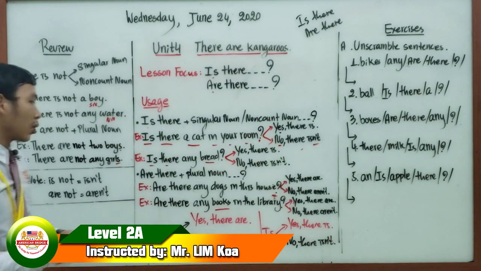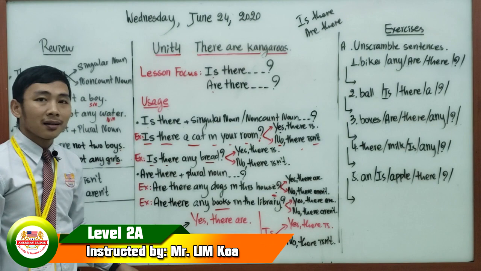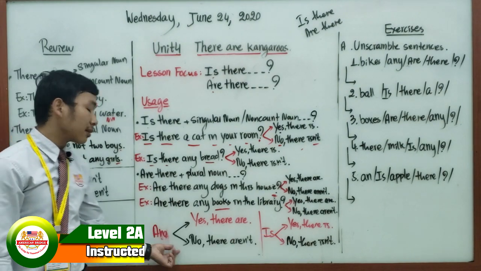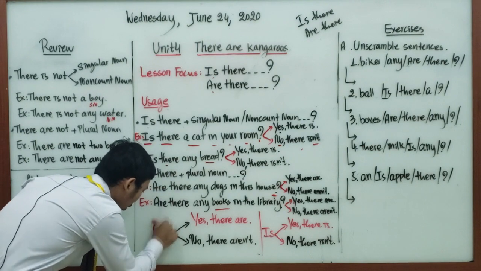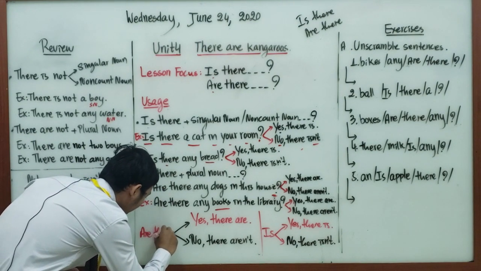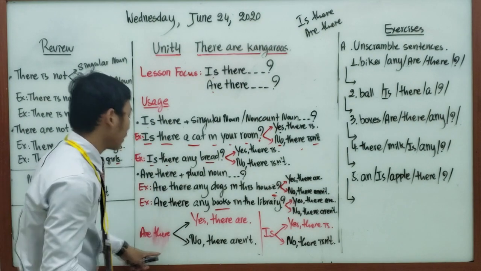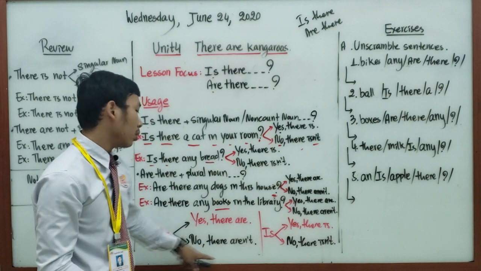Okay, so this is the rule that you need to remember. If the question starts with are and after are is there, we should write are there, and then the answer must be yes, they are, and no, they aren't.